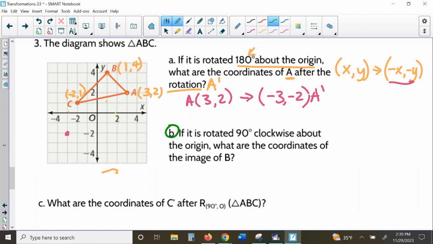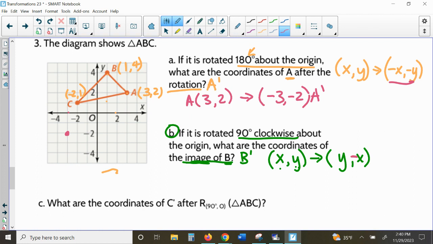Let's look at B. It says if it is rotated 90 degrees clockwise about the origin, what are the coordinates of the image of B? So an image, remember, is the second picture. So they are once again asking for B prime. So don't just look at this B. Image of means that I want the B prime. Okay, so I want to do 90 degrees clockwise. So my formula for 90 degrees clockwise is take my XY, and remember the 90-degree ones are when you switch places of these two. So I'm going to put the Y first and the X second. And the 90-degree clockwise says I'm going to be making the X be negative.